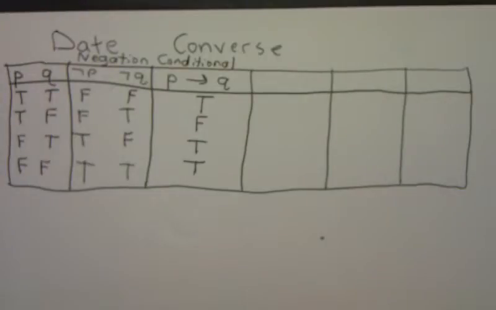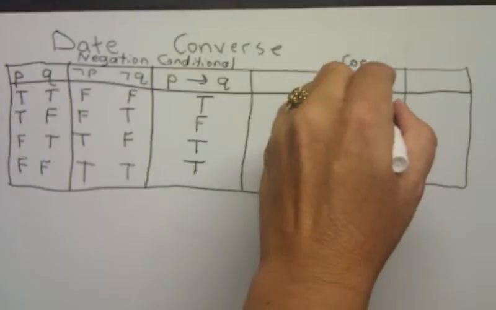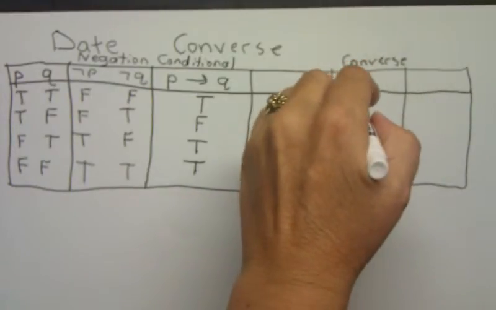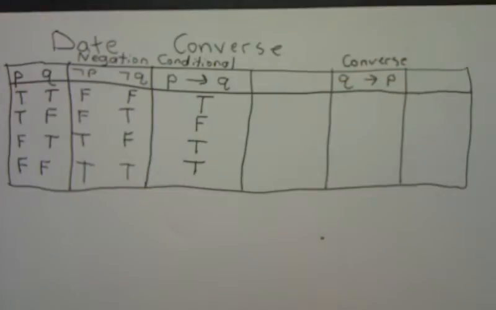Right now we're going to talk about converse. Converse is, instead of if P then Q, we're going to say if Q then P. So I'm going to put converse over here, and I'll tell you why later. This says if Q, then P. So what we do is we switch them.